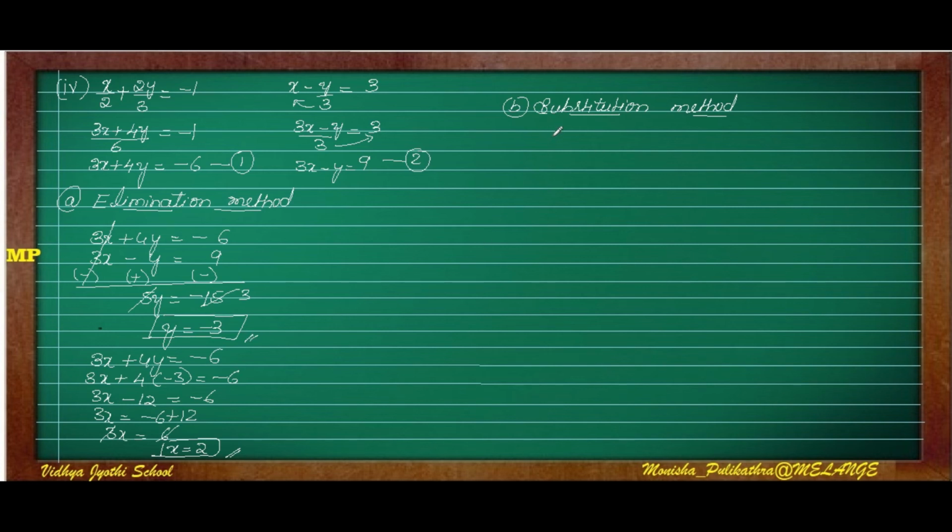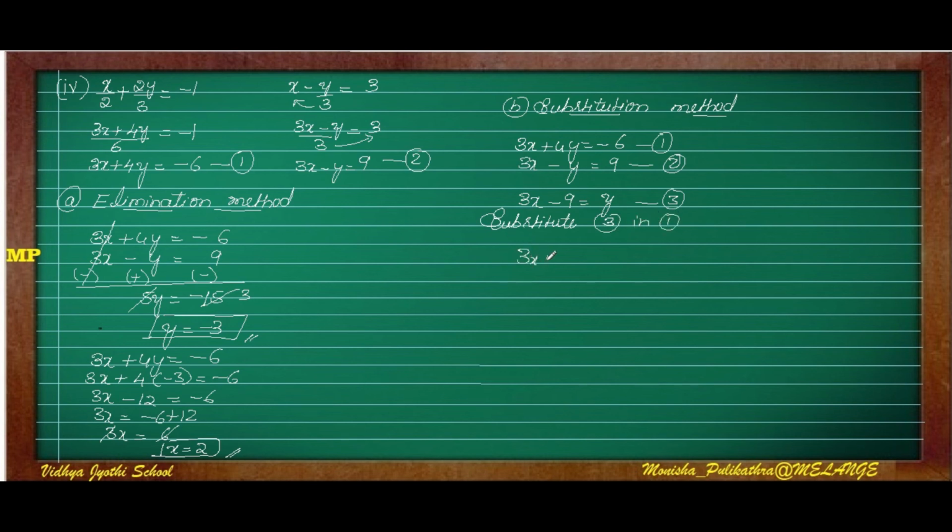In the same fashion we have to do the substitution method also. Here the first equation is 3x plus 4y is equal to minus 6, and the second equation is 3x minus y is equal to 9. So I will be interchanging the second equation. I will be sending minus y to the right hand side. So 3x minus 9 is equal to y, which is equation number 3. Since I have interchanged the second equation, I need to substitute the third equation in equation 1. So substitute 3 in 1.